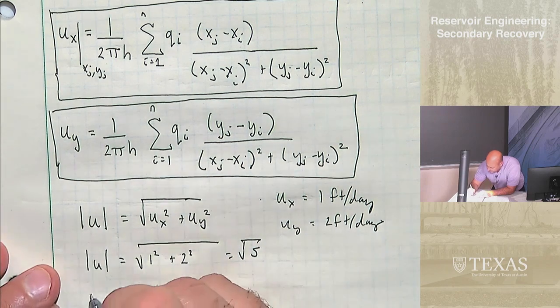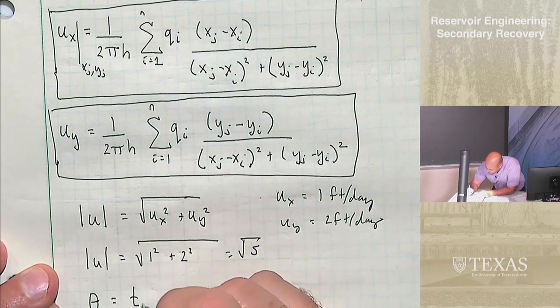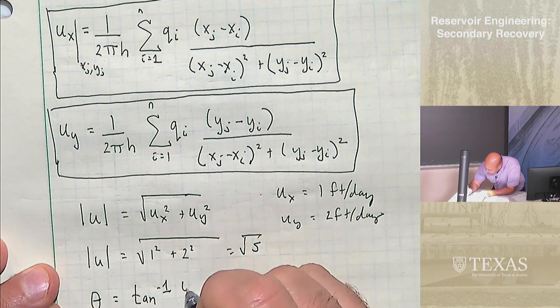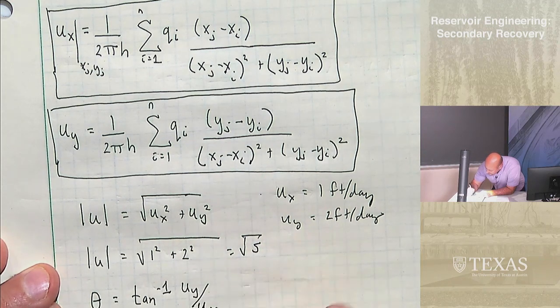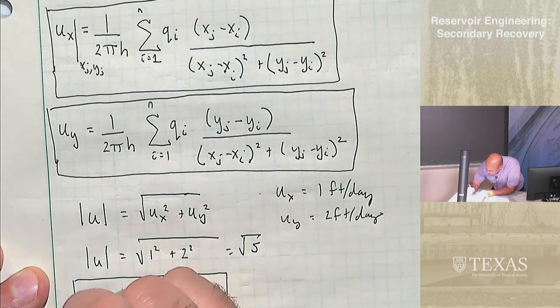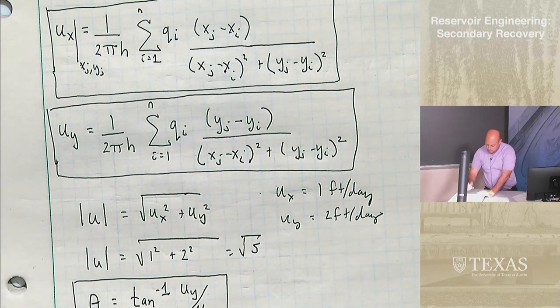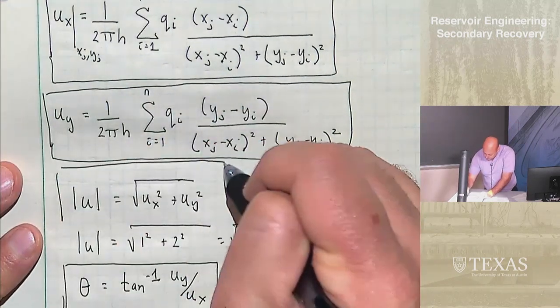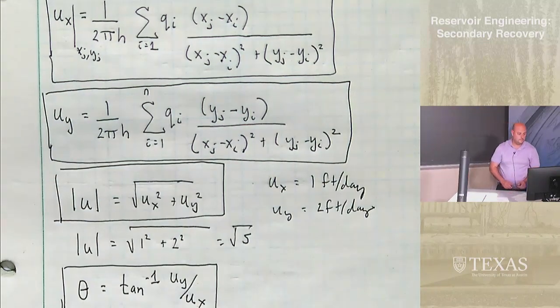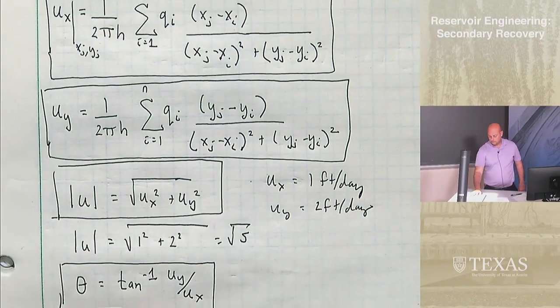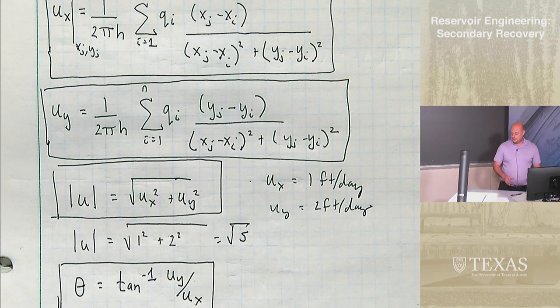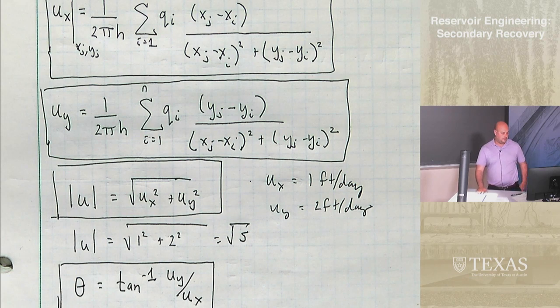We might also talk about the angle theta, which is the inverse tangent of the y and x velocity. That theta is an angle, right? These are vectors, the x velocity and the y velocity.